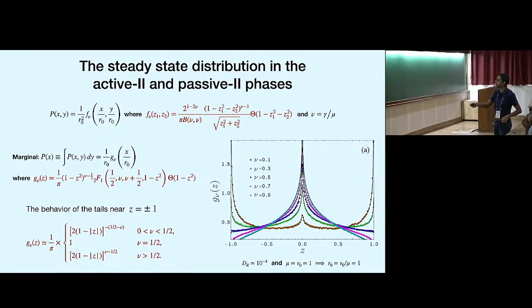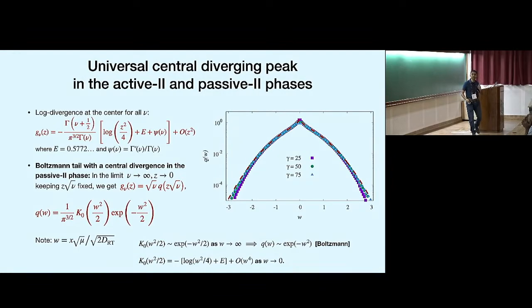In fact, you can compute this function properly. This is called the hypergeometric function. Now you see this is the passive phase, right? For this model, in some parameters, it becomes a passive phase. So even in the passive phase, there is this scaling function, which near the origin has a logarithmic divergence, but of course the tail is Boltzmann. So you have a Boltzmann tail, but there is a logarithmic divergence at the center. Both the active and the passive phase are accompanied by this logarithmic divergence.